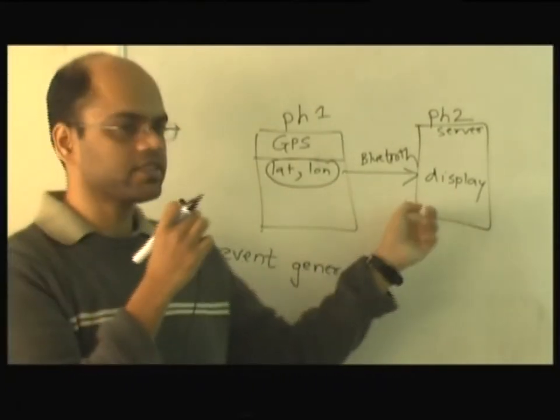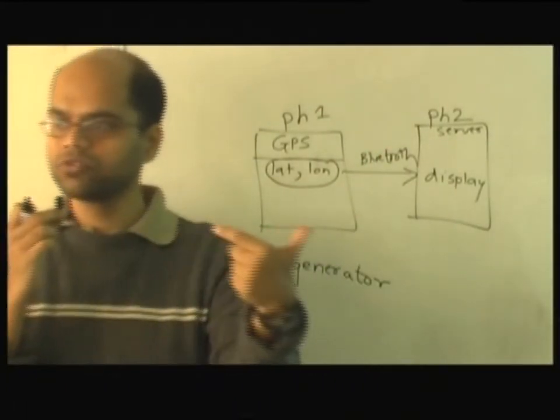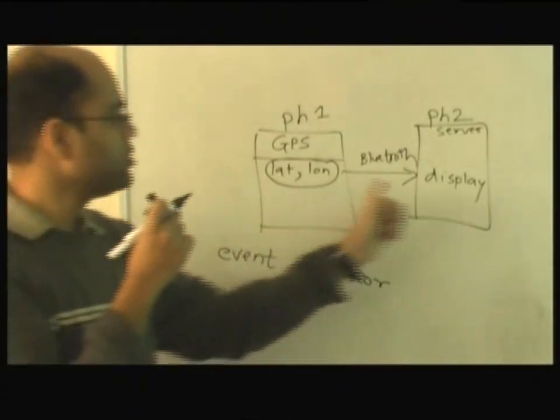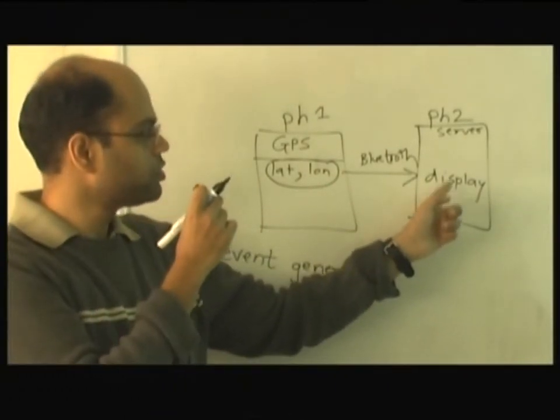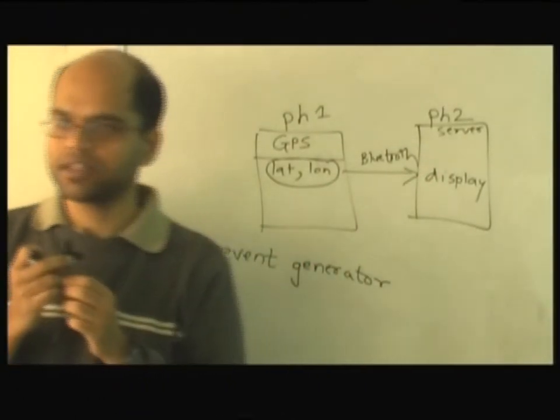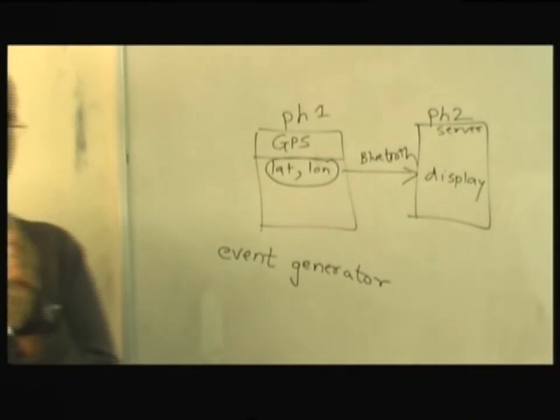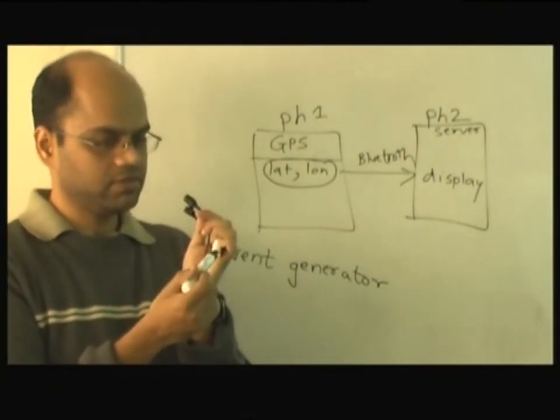And the rest of the part is simple. Once you know a sample code to establish a Bluetooth connection, you just send it as a message over Bluetooth and we will display it here. So that is how it is. Any questions about this assignment?